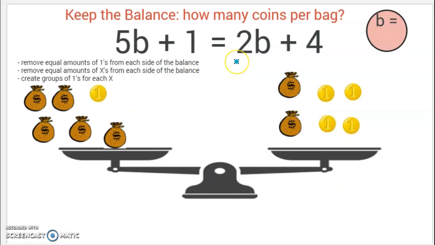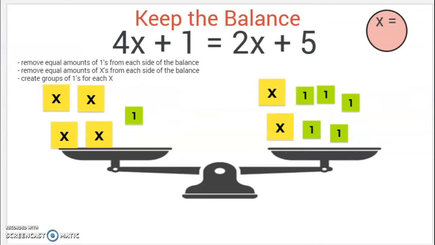Slide 5 is similar to the one before this one. You can hit pause and solve this one. We're going to move on to slide 6. Okay, this one is a lot like the ones before it, except now you have x's and ones to represent the equation.